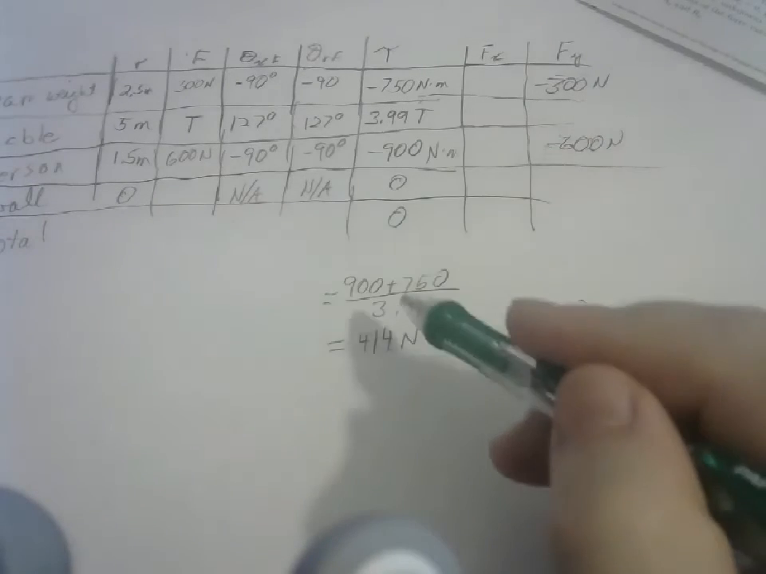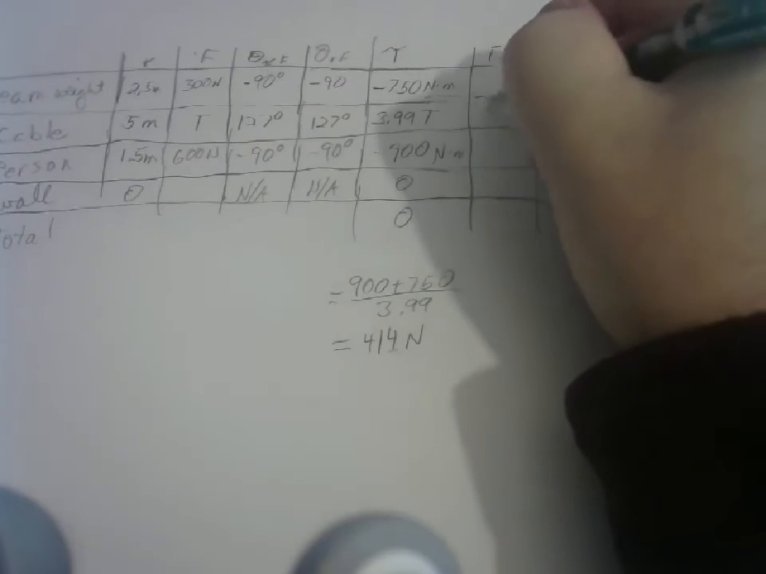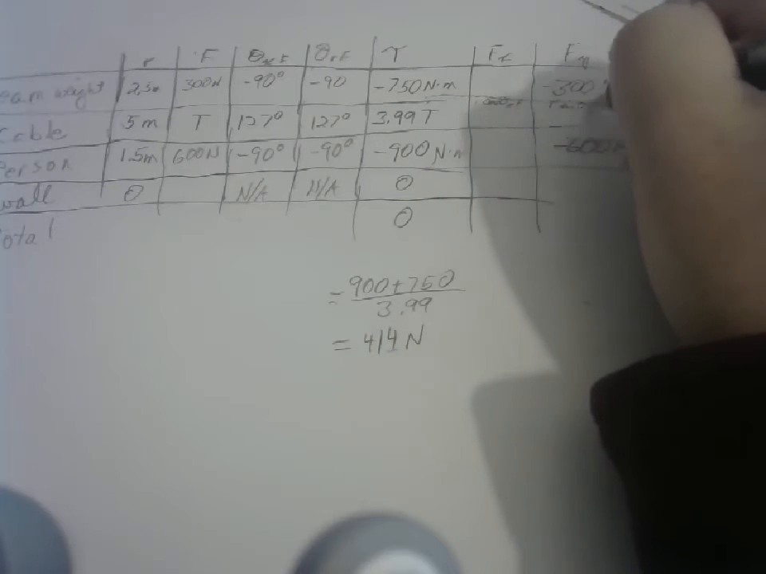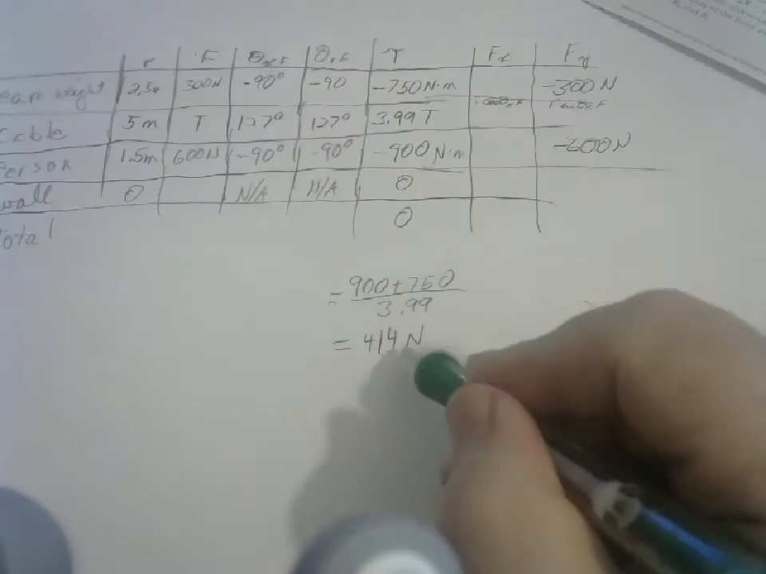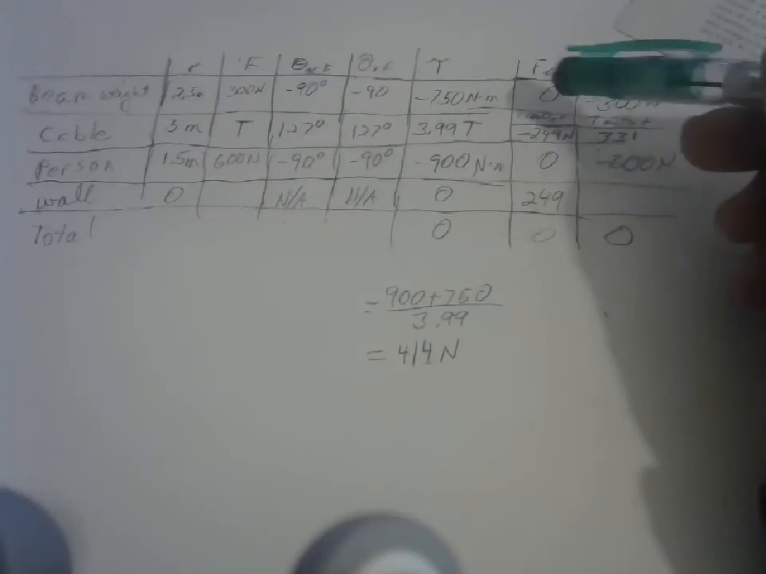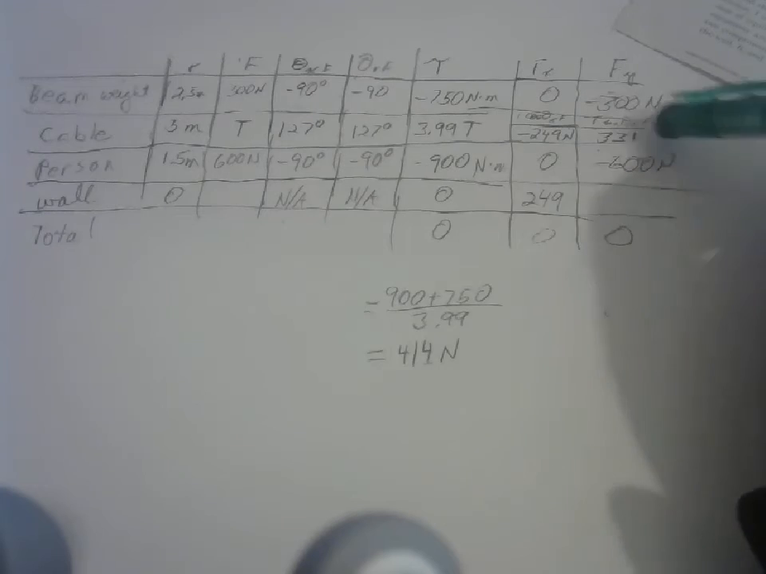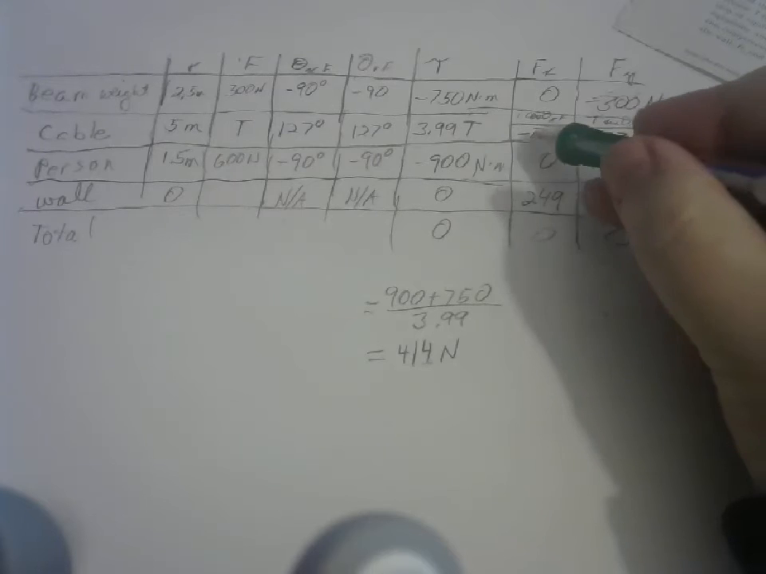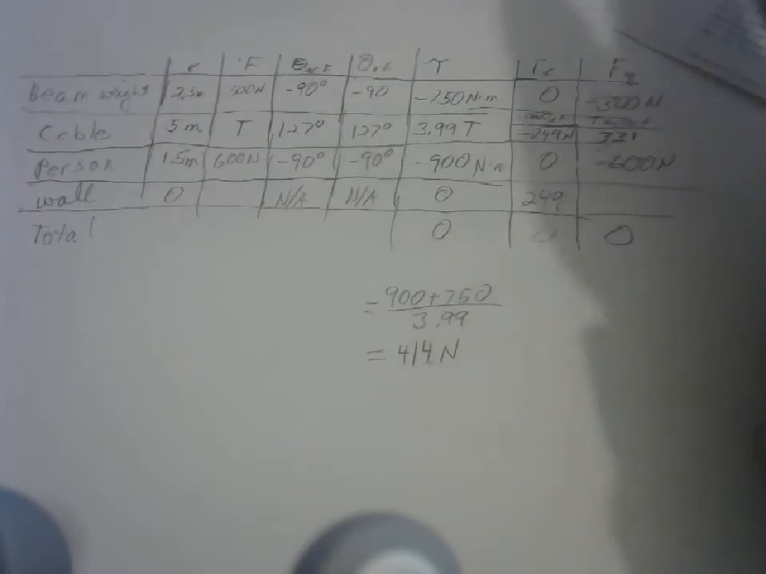The cable will be the tension. This will be the tension cosine theta xf, and this will be the tension times the sine of theta xf, which is 414 times cosine of 127. The x component of the cable is t times cosine of 127. The y component of the cable is t times the sine of 127. So these come out to be negative 249 newtons and 331 newtons up. The cable is pulling up and to the left.